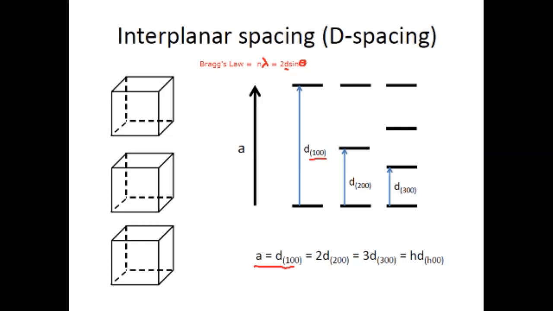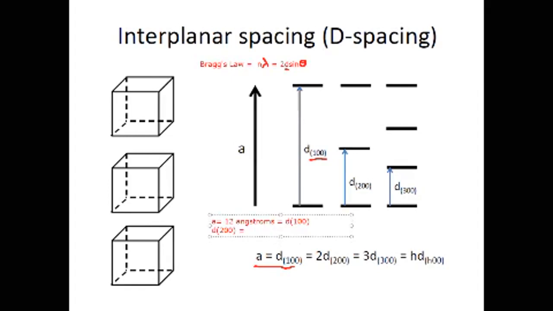So for example, if the a-axis equals 12 angstroms, this would equal the d spacing for the 100. But for the 200, it would equal 6 angstroms. So the d spacing for the 200 would be 6 angstroms. The d spacing for the 300 would be 4 angstroms, and so forth.